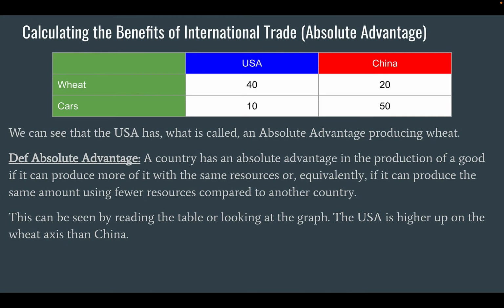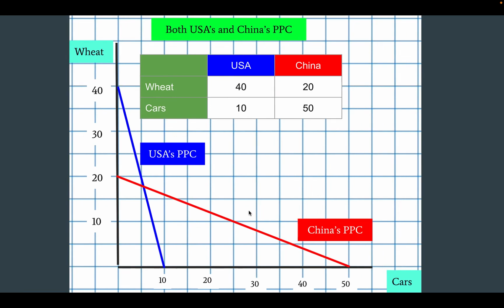Okay. Now, I've said all of that. Which country has an absolute advantage? As we can see from the table, or from the graph, USA has an absolute advantage in producing wheat because 40 is bigger than 20. So a wheat producer in America is better than a wheat producer in China. And China has an absolute advantage in producing cars. We can see that from the table because 50 is greater than 10, or that the Chinese curve is further to the right on the car axis than the American one. So a Chinese car producer is better than an American car producer.